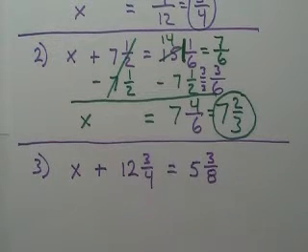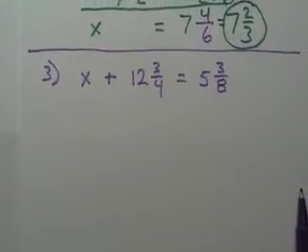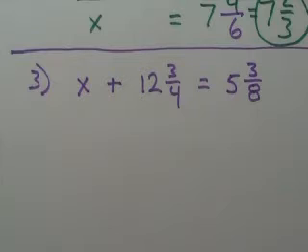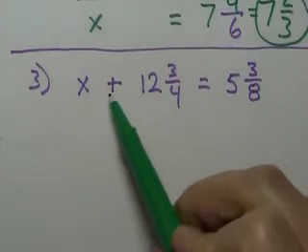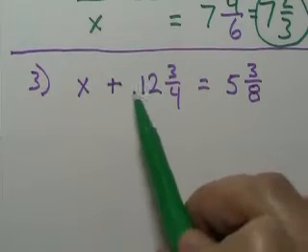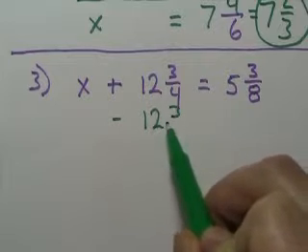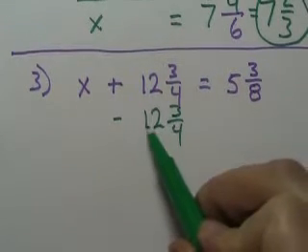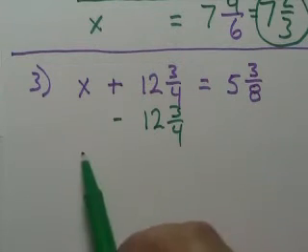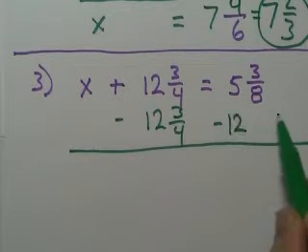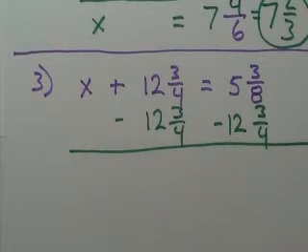So again, I'm going to separate mine. So I want to have x by itself. I need to get rid of positive 12 and 3/4. So I subtract 12 and 3/4. What I do to one side, I have to do to the other side. So I will subtract 12 and 3/4.